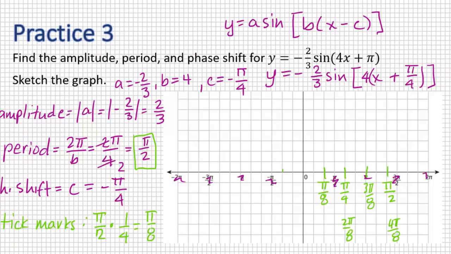We'll be shifting to the left, so I'm going to add a couple more tick marks to the right: negative pi over 8, negative pi over 4, and negative 3 pi over 8. Now the vertical axis. Our amplitude is 2/3, so maybe I'll just write one tick mark and label it as positive 2/3, and 3 squares down as negative 2/3.